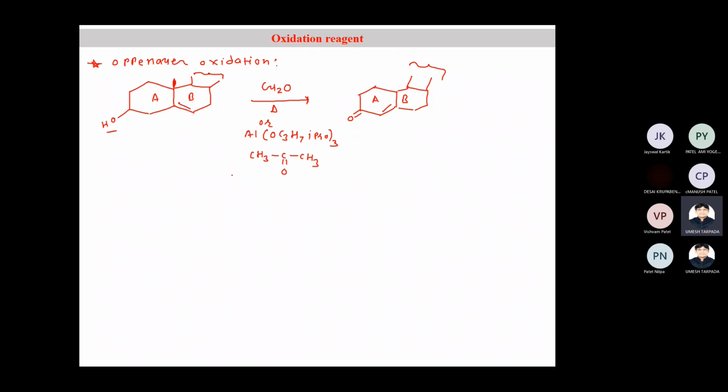Very good. This is a reagent used in a natural product to prepare alpha beta unsaturated carbonyl compound. Is there any doubt here?